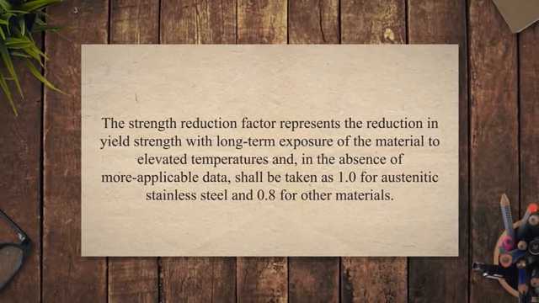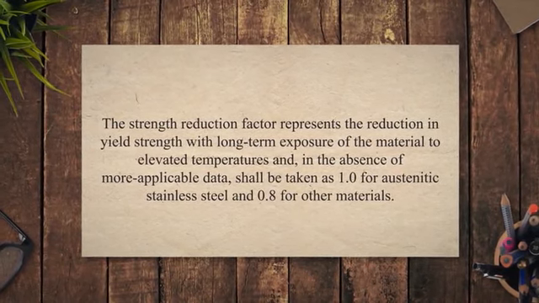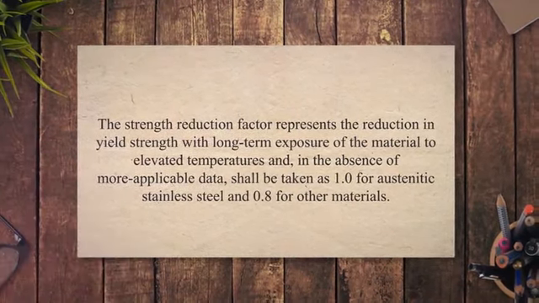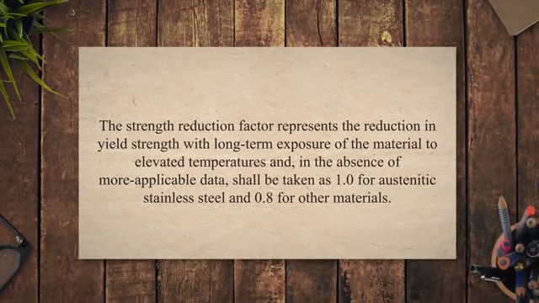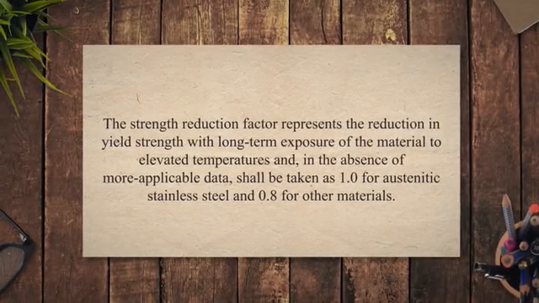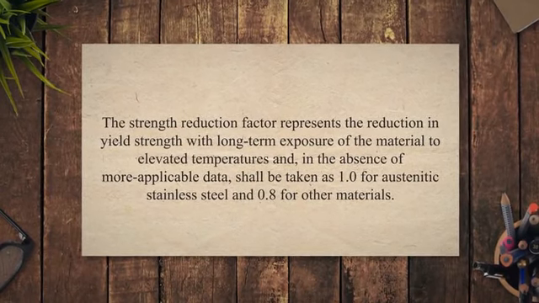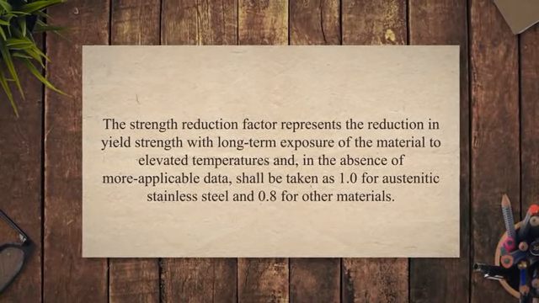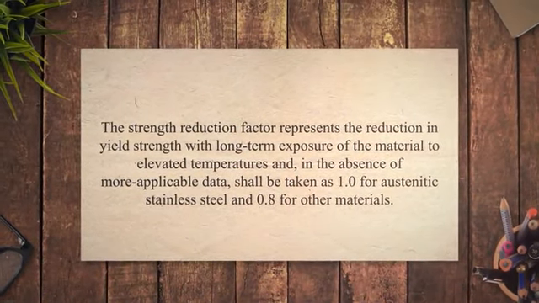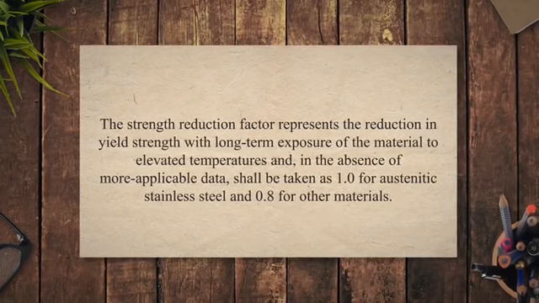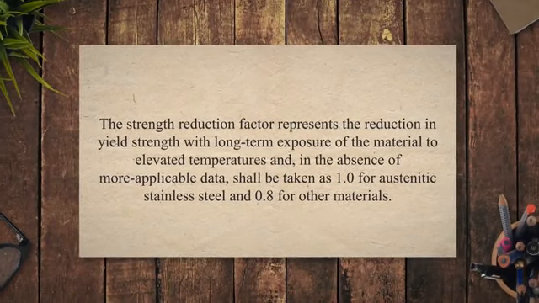considered. The strength reduction factor represents the reduction in yield strength with long-term exposure of the material to elevated temperatures and, in the absence of more applicable data, shall be taken as 1.0 for austenitic stainless steel and 0.8 for other materials. The yield strength shall be as listed in ASME BPVC, Section II, Part D, Table Y-1.